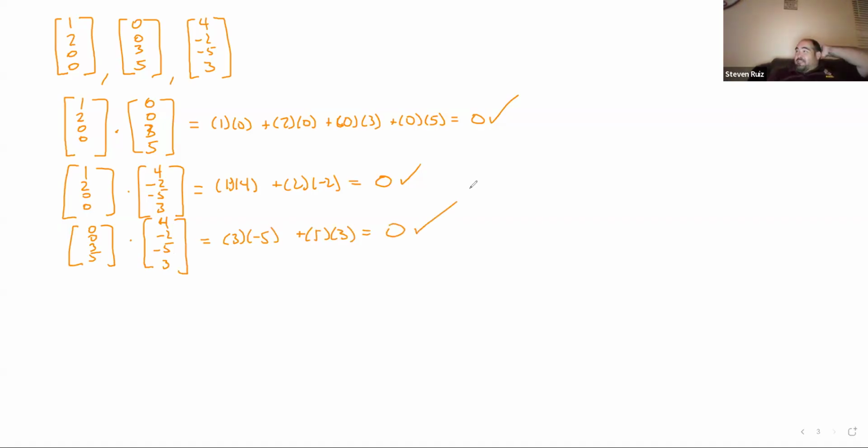So yes, the 3 vectors that we have are an orthogonal set because all of the pairwise dot products are equal to 0.